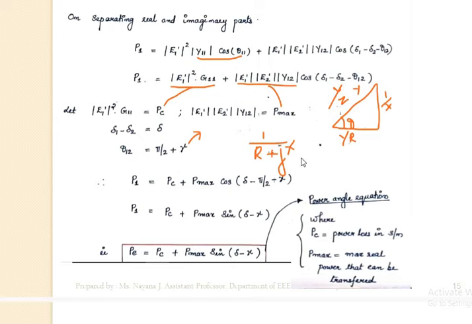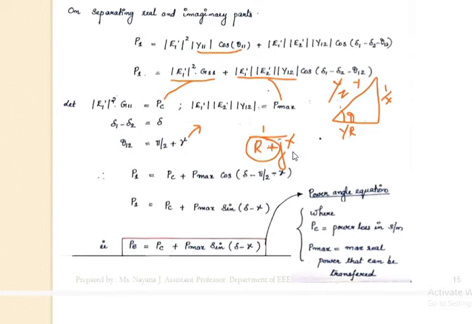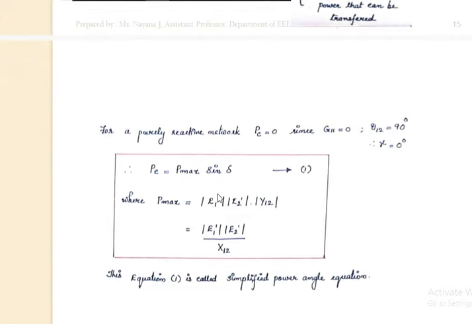But we have assumed that this is purely inductive, so there will not be any R. There will be only X. So I can write P max is equal to E1 E2 into Y12, or E1 into E2 by X12. And this equation is our simplified power angle equation. Very, very important. This power angle equation gives a relationship between electrical power generated PE and the load angle delta.